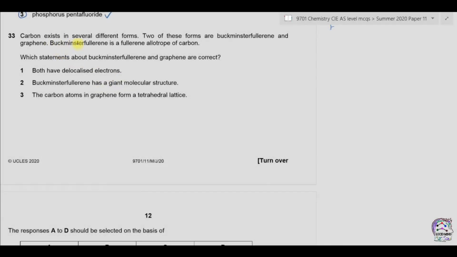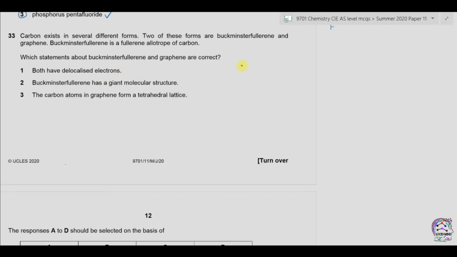Question 33. Carbon exists in several different forms. Two of these forms are Buckminster fullerene and graphene. Buckminster fullerene is a fullerene allotrope of carbon. Which statements about Buckminster fullerene and graphene are correct? Number 1. Both have delocalized electrons.